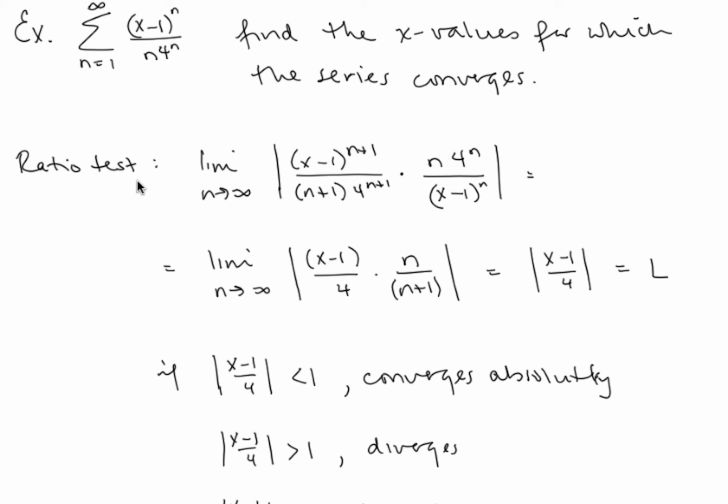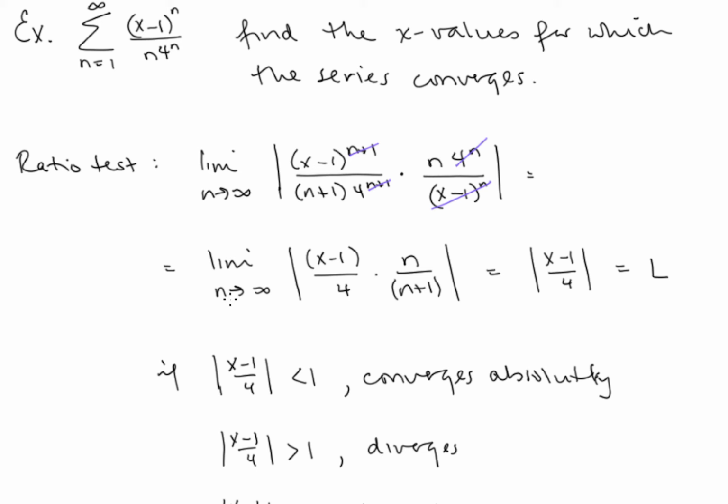So we're going to take our ratio test again, the limit as n goes to infinity of the absolute value of the n plus first term divided by the nth term. So here I'm multiplying by the reciprocal of the nth term. We do our canceling. We have (x minus 1) to the n power and to the n plus first power, so those will go away. We're left with an x minus 1. We have 4 to the n and 4 to the n plus 1, so we're left with a 4 in the denominator. And then we've got an n in the numerator and an n plus 1 in the denominator.